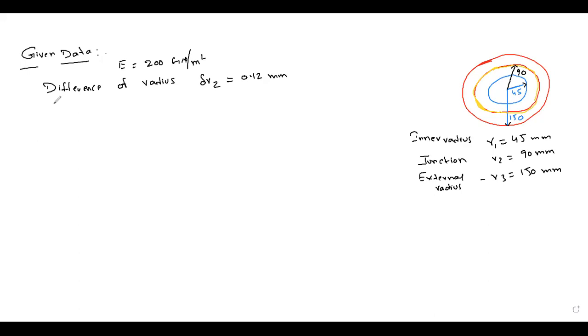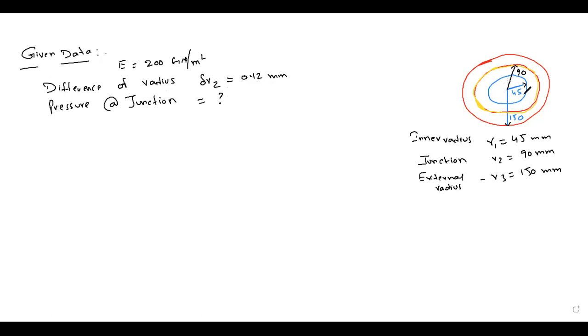And is there any internal pressure or external pressure given in the problem? Guys, any internal or external pressure given in the problem? No, sir. So what pressure do we have to calculate here? We have to calculate the pressure at the junction. So there will be pressure only at the junction, which we are supposed to calculate.